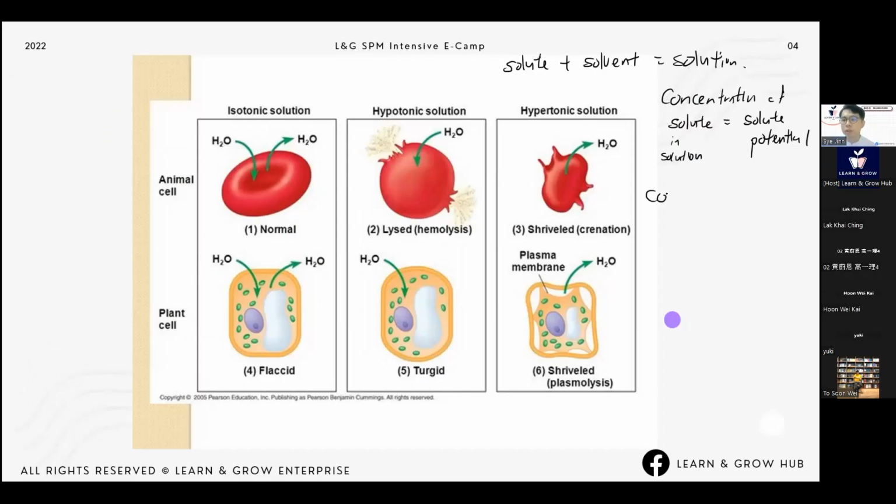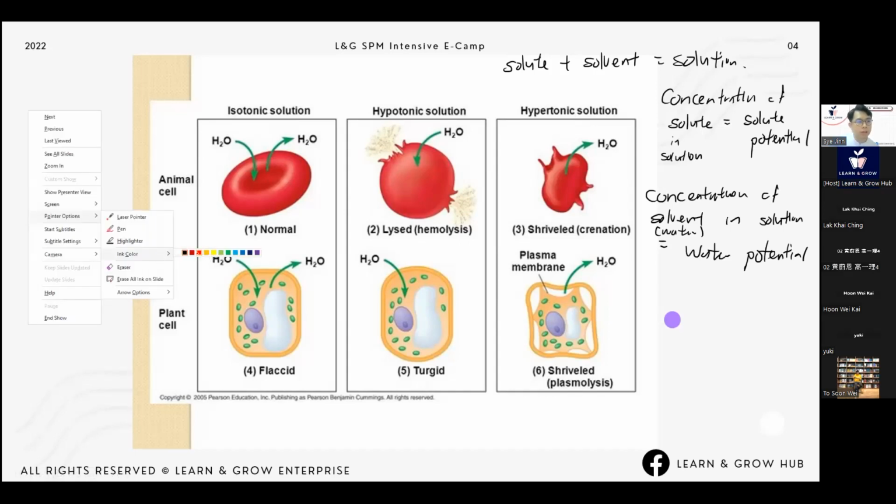If it is the concentration of solvent in solution, in most cases, if they say mixed with water, it means it's the water potential, because here the solvent is water. So I put a star theory here. As long as you remember this, you can solve the question already.